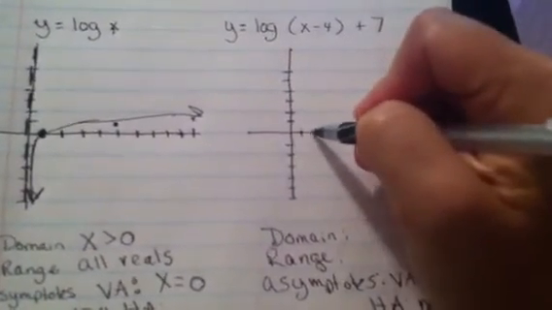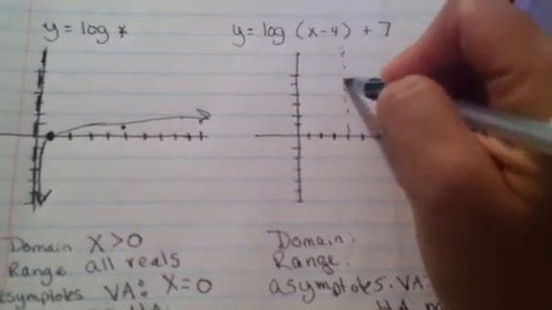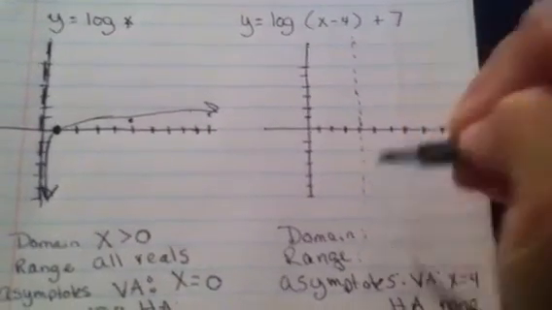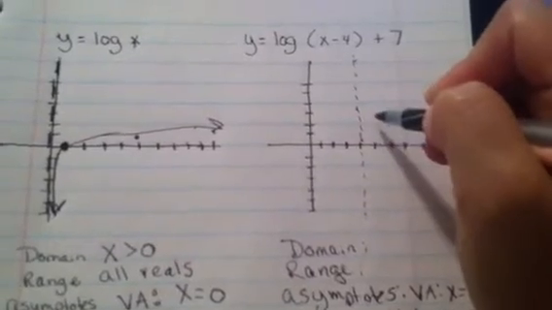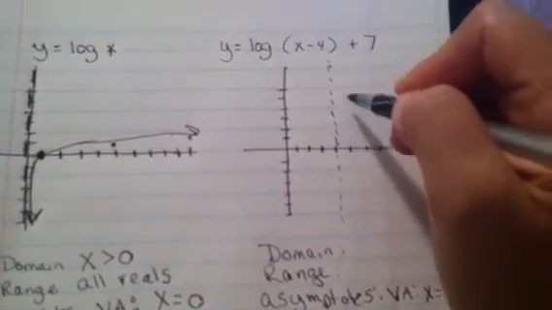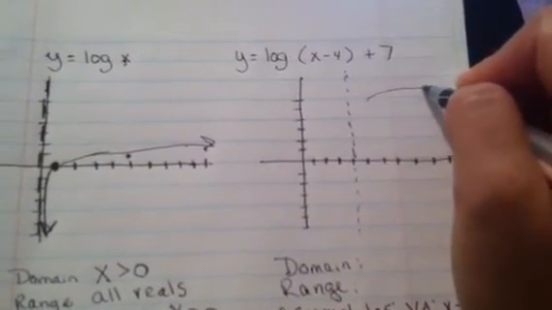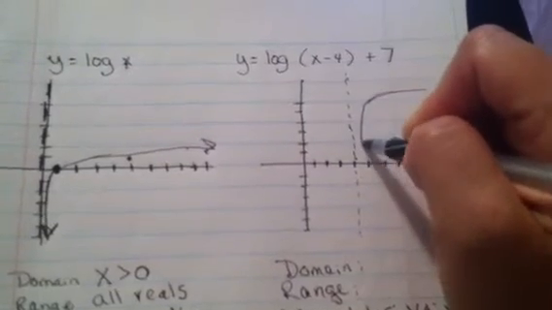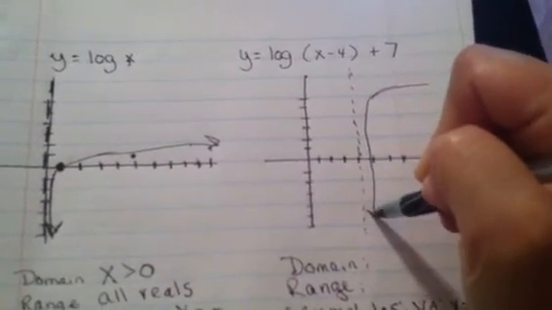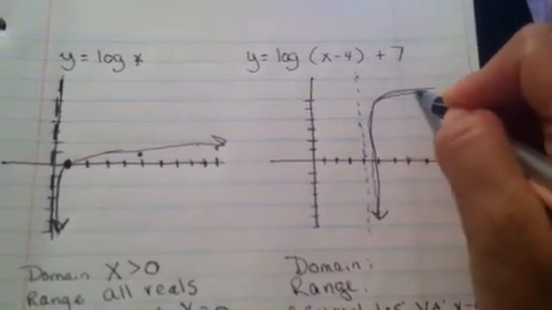So 1, 2, 3, 4, and here's our vertical. And then I'm just going to ballpark. There's going to be some translating going on here, and if you wanted specific values, you could use your calculator to get some specific values. I'm just sketching a general shape of this graph to save some time.